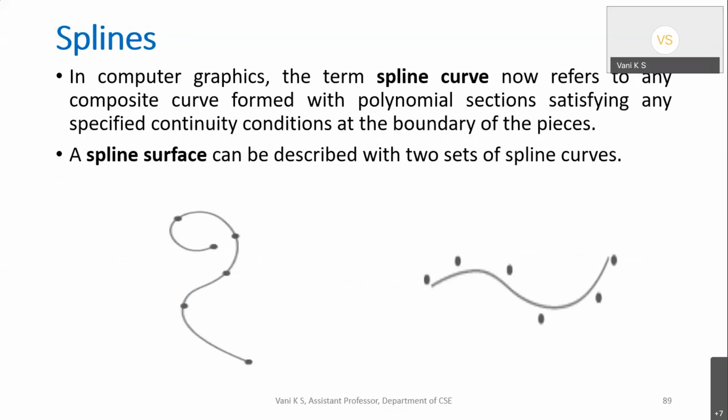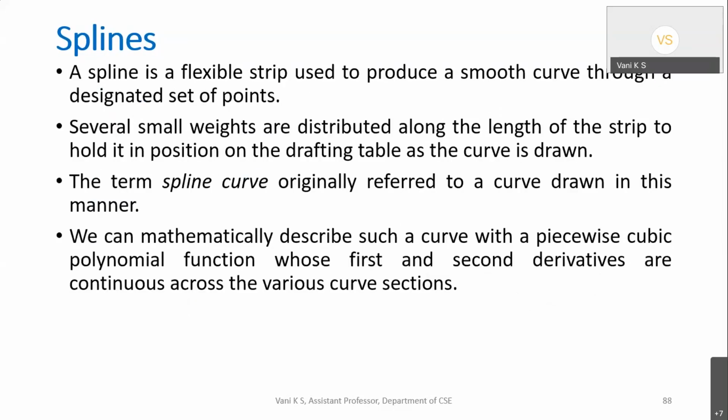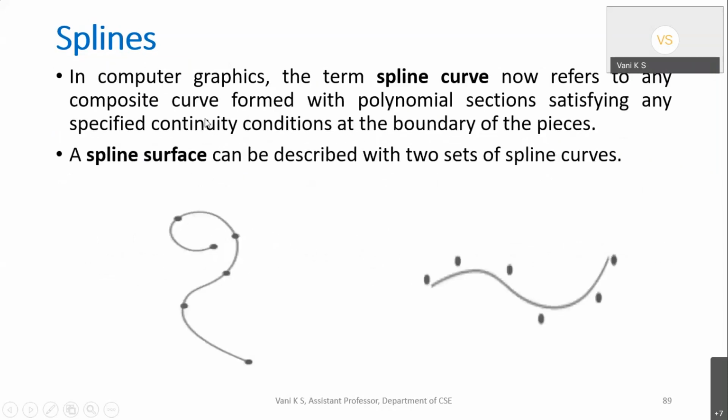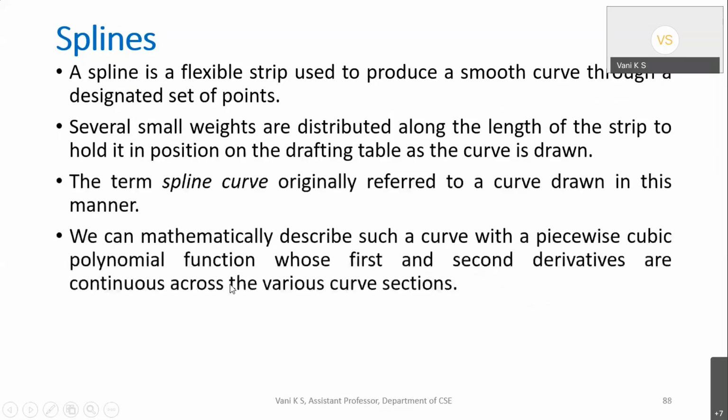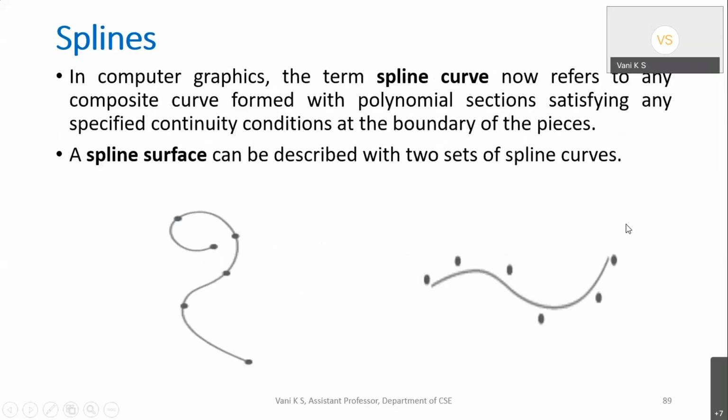So these are all examples of a spline. What is the definition of a spline? It is nothing but producing a smooth curve through some designated set of points. That you call a spline. See here, there will be some designated set of points. If I draw a smooth curve through them, I call it a spline. Got the definition of a spline, I think. It is used to produce a smooth curve through the designated set of points like this.